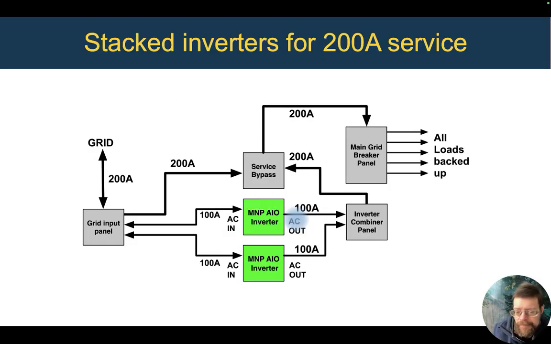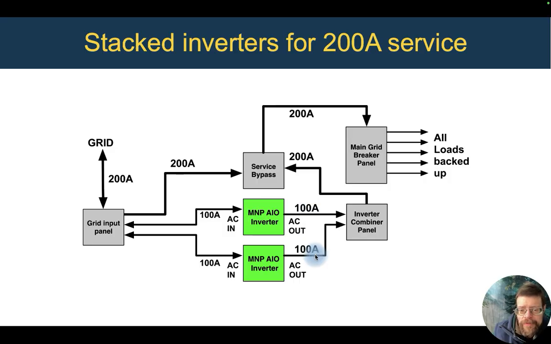Here's a diagram of how that works, showing 2 inverters. We have our grid, which used to feed this main grid breaker panel here, and instead we now run it into a grid input panel. This is usually what I do, a 200 amp 8-space feed-through panel. So we take the feed-through lugs and run that to our service bypass, and then 200 amp breakers in there going to the AC input of each of our 2 inverters.